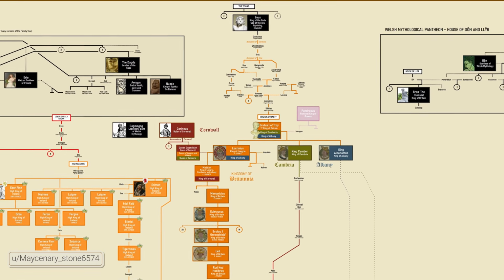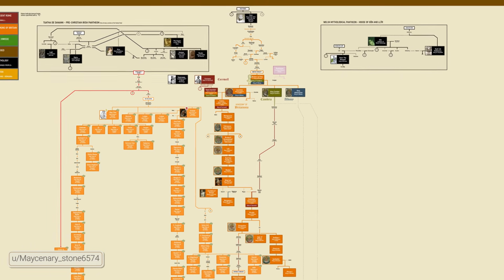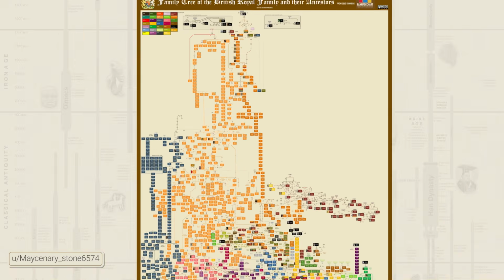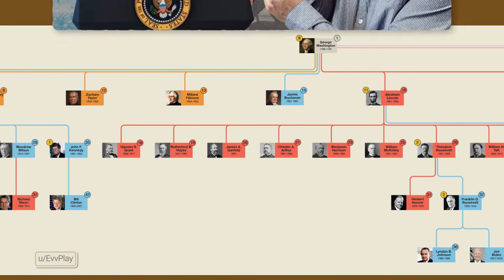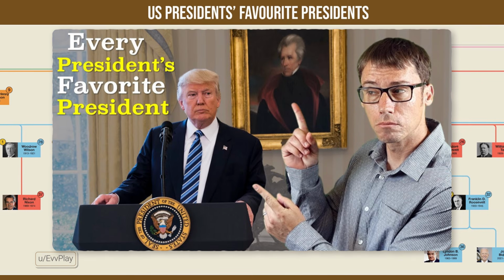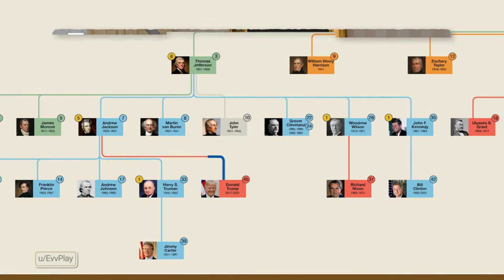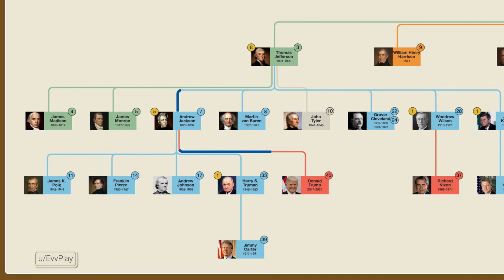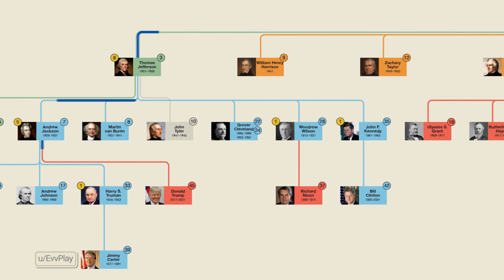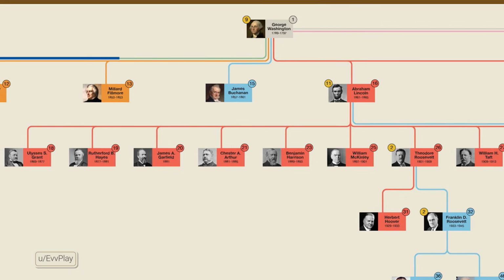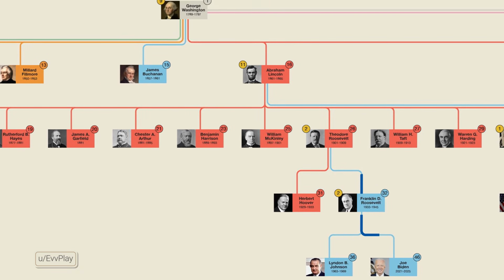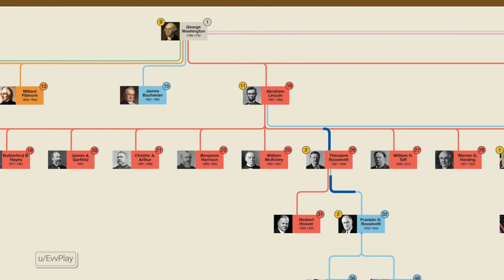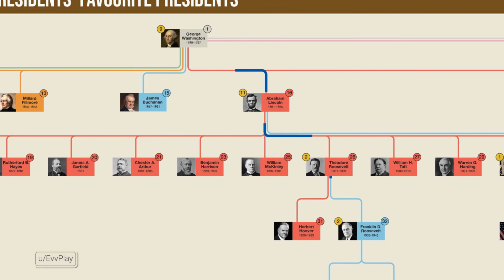All right, so the number 1 post during the second half of 2024, according to upvotes, was every president's favorite president, based on this video by Mr. Beat. So for example, Trump's favorite president is Andrew Jackson, whose favorite president was Thomas Jefferson, whose favorite president was George Washington. Whereas Biden's favorite president is FDR, whose favorite president was Teddy Roosevelt, whose favorite president was Lincoln, whose favorite president was Washington. So all roads lead back to Washington eventually.